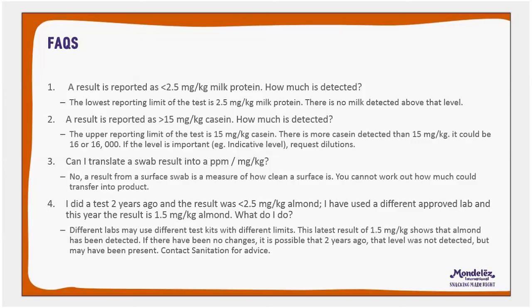And then the last question. I did a test 2 years ago and the result was reported as less than 2.5 milligram per kilogram of almond. I have now used a different approved lab, and this year the result they have reported is 1.5 milligram per kilogram of almond. What do I do? Unfortunately, different labs may well use different testing kits with different limits. And this latest result of 1.5 milligrams per kilogram shows that almond has been detected. So if there have been no changes, it is possible that 2 years ago the level was not detected but may have been present. So you'll need to contact sanitation for advice.